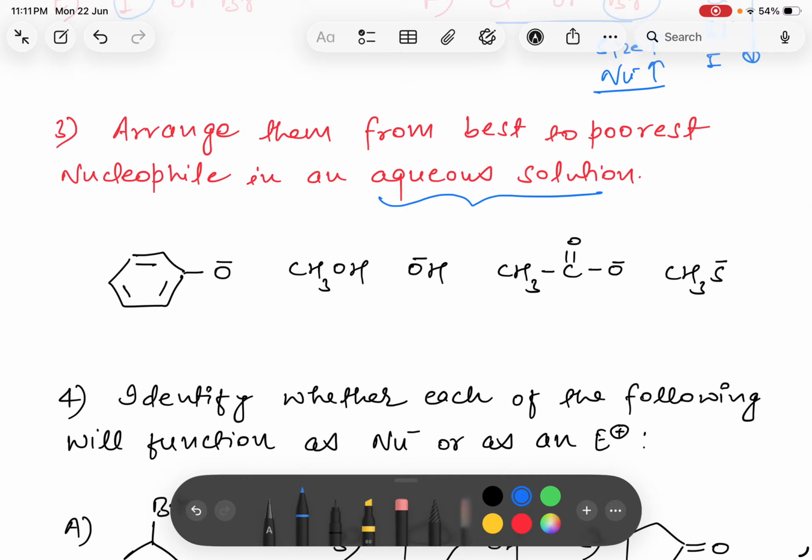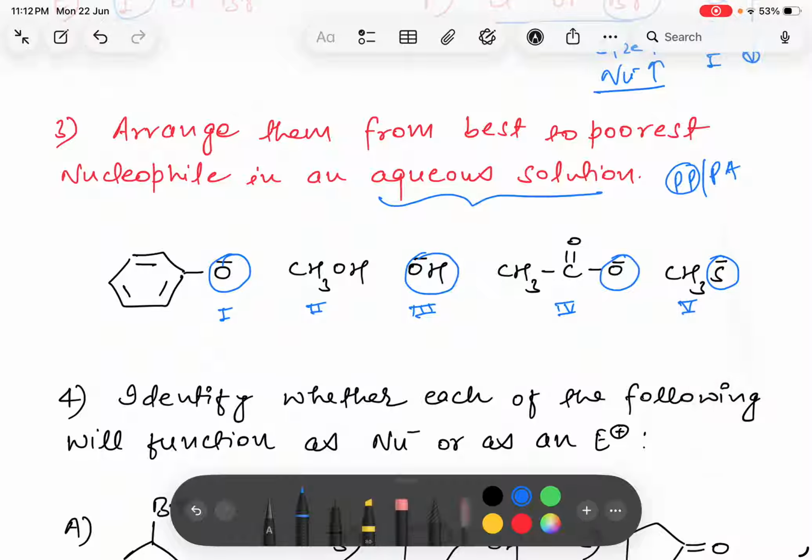Next, arrange them from the best to poorest nucleophile in aqueous solution. Aqueous solution means it is not mentioned here whether polar protic or aprotic. So whenever the nature of the solution is not given, always assume polar protic solvent. Look at here. Negative is always a stronger nucleophile than the lone pair. So sulfur negative, oxygen negative, oxygen negative, oxygen negative. This one is neutral. So if I am going to mark 1, 2, 3, 4 and 5th.